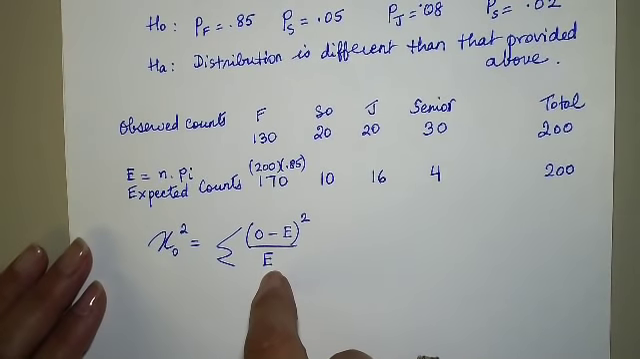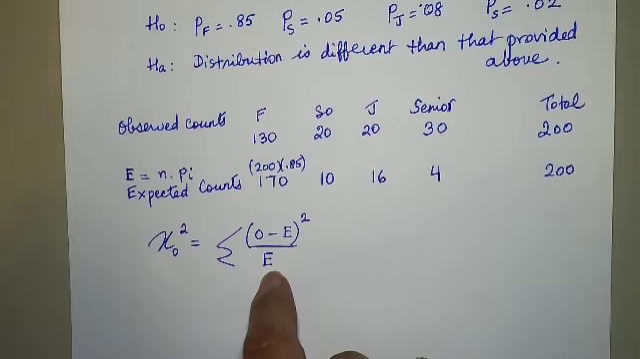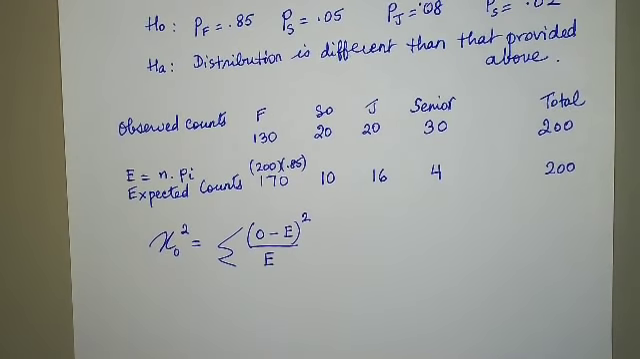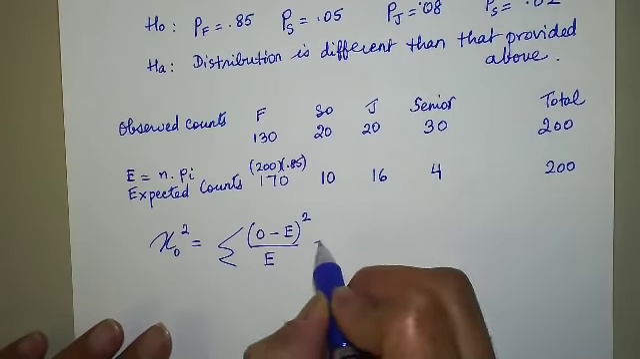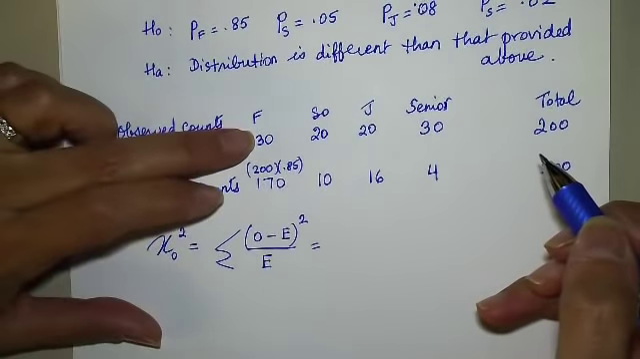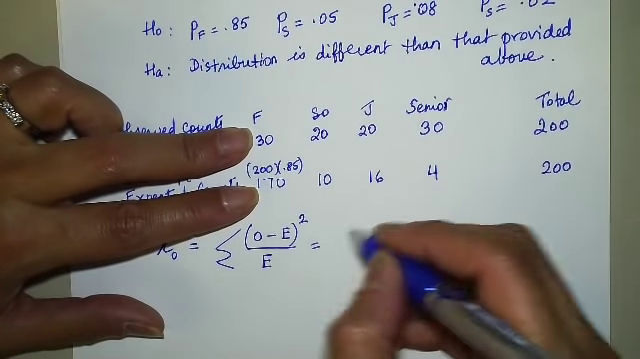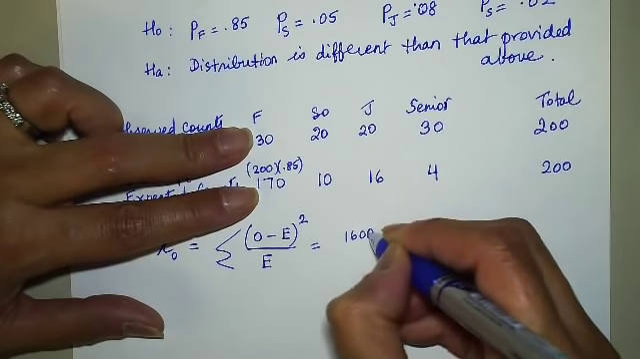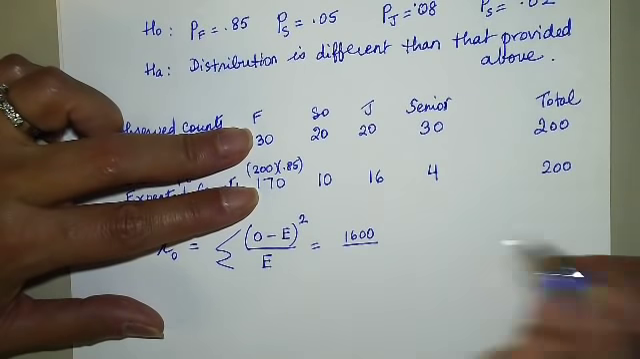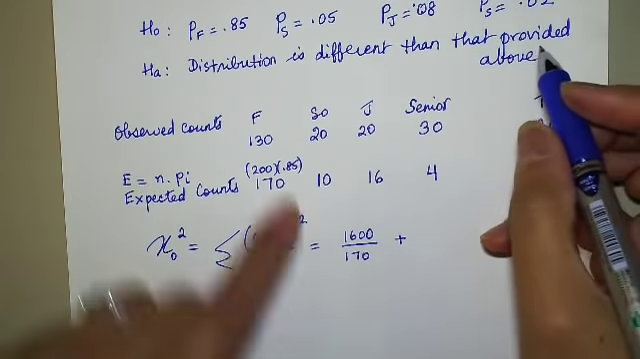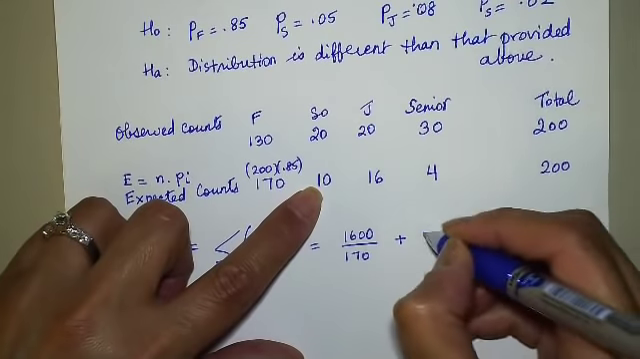Let me explain what I mean. Let's say that O minus E for one of these categories happens to be 10. So 10 squared is 100. If this expected count is 1,000,000, then 100 over a million is minimal. But if this expected count is small, something like 100, then 100 over 100 would contribute a whole 1 to the test statistic. So that's why this expected count E is relevant.